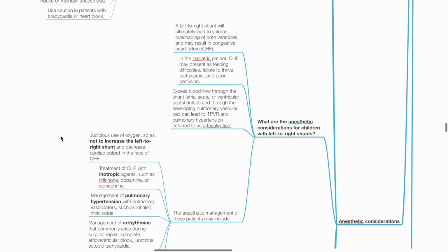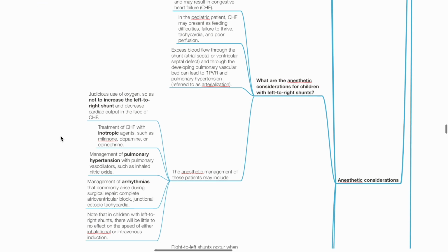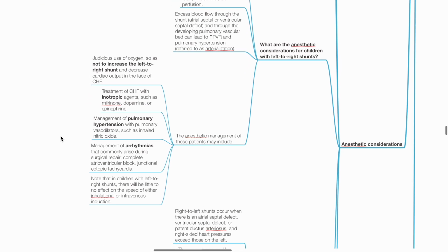Excess blood flow through the shunt via ASD or VSD and through the developing pulmonary vascular bed can lead to increased PVR and pulmonary hypertension. Anesthetic management of these patients includes judicious use of oxygen so as not to increase left to right shunt and decrease cardiac output in the face of congestive heart failure.